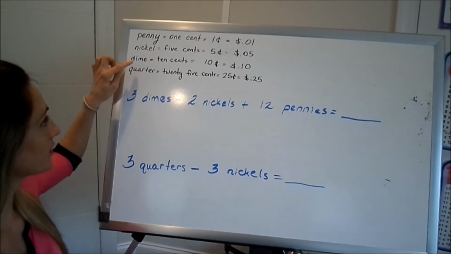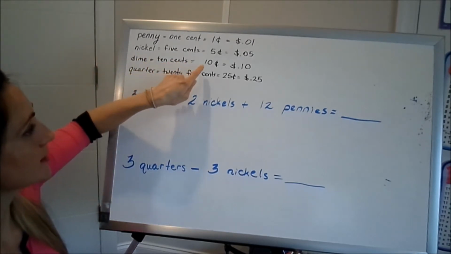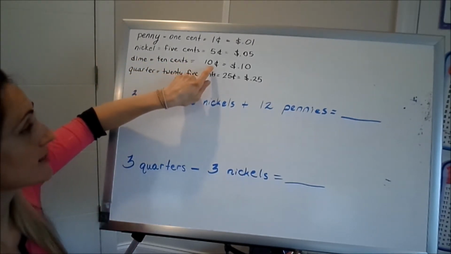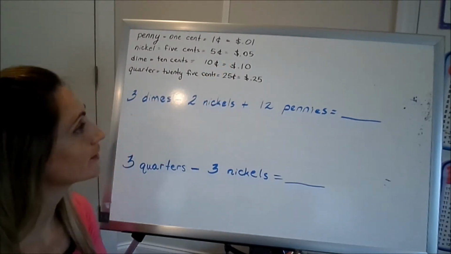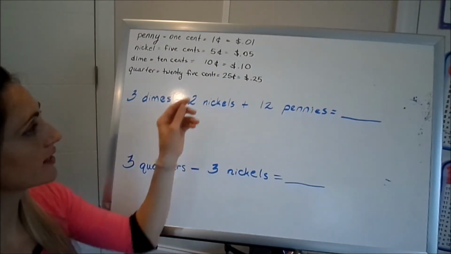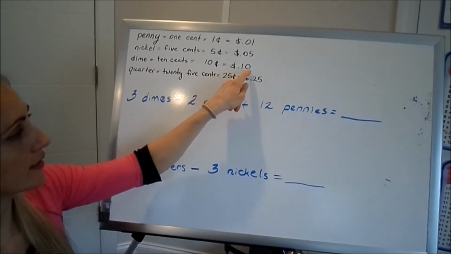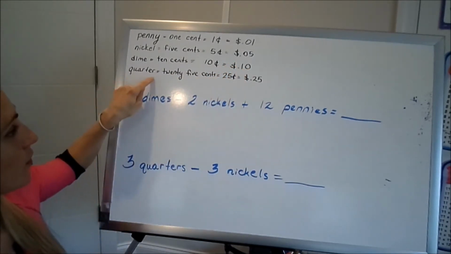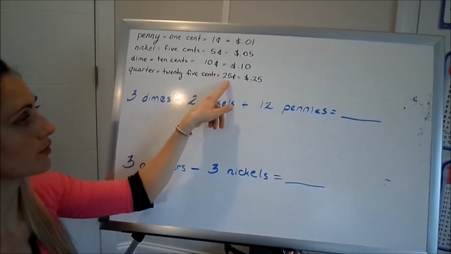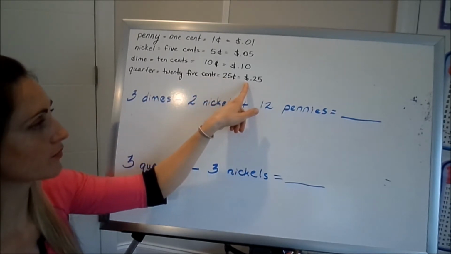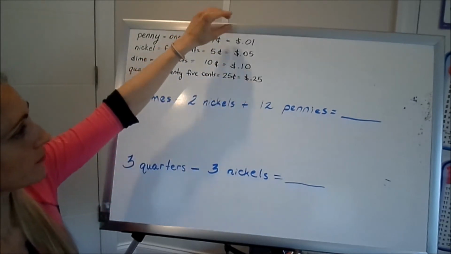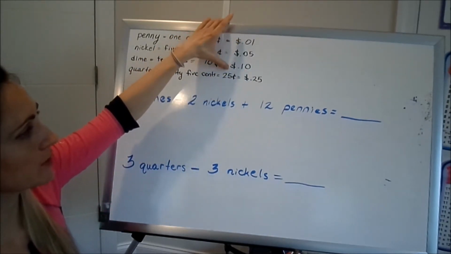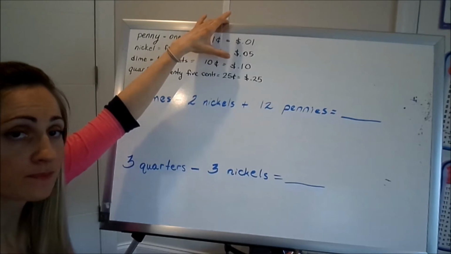And same thing with a dime. It's worth 10 cents, written as 10 cents like this, or if you're a third grader, you're going to write it as a dollar sign, decimal 10. And then a quarter is 25 cents, and you can write it like this, or you can write it as a dollar sign, decimal 25.